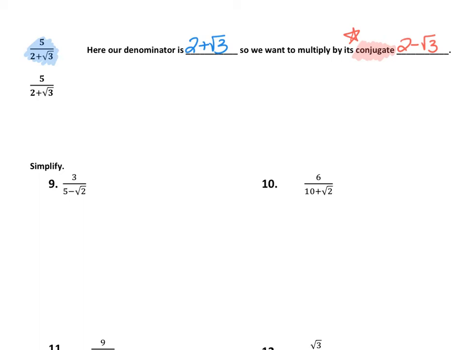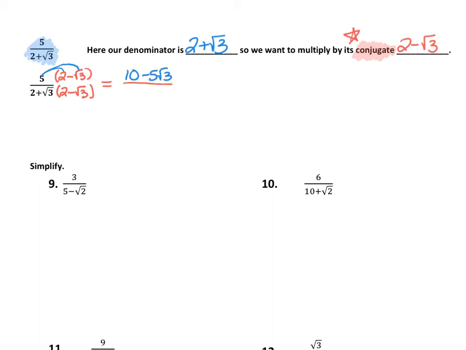So what I do is I'm going to multiply this by 2 minus square root 3, or the conjugate. Now, just like we talked about on the front page of the notes, you always have to multiply the top and the bottom by the same thing. So now we're going to have to use our multiplying rules. So let's distribute on the top first. So I'm going to do 5 times 2 is 10. 5 times negative square root 3 is negative 5 square root 3.